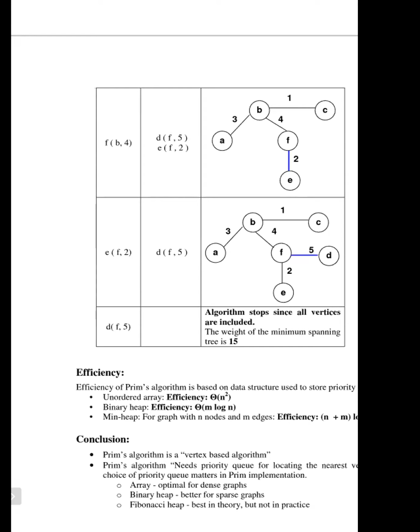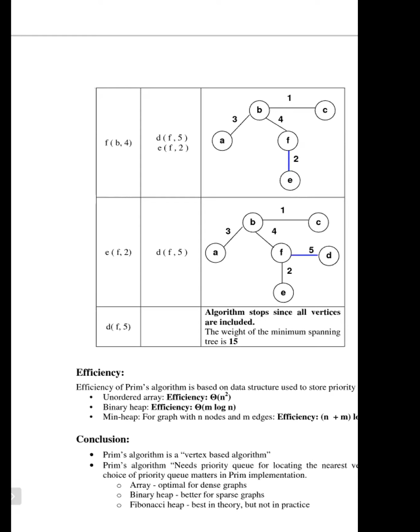So that means all the vertices have been considered. Finally D, F, 5 comes to the first column, and no vertex remains to scan. So the algorithm stops since all the vertices are included, because the spanning tree contains all the vertices of the given graph. There are 6 vertices, and all the vertices are included, and the algorithm will stop, and you find the sum of the weight of these edges.